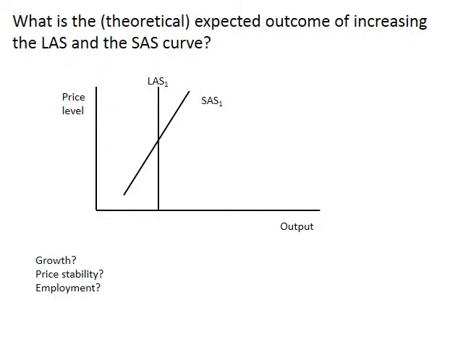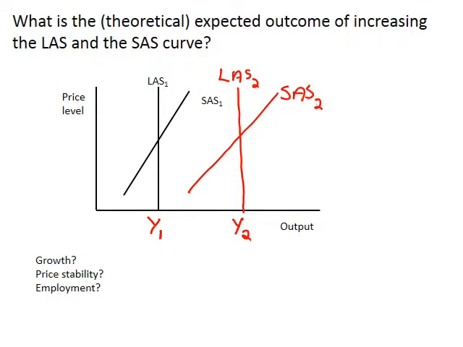So what is the theoretical expected outcome of increasing LAS and the SAS curve? Well, we'll call this Y1. If we have them shifting to the right, we'll have LAS2. And if the LAS curve shifts, then the SAS curve will also shift. We'll have a larger output. So what happens to growth? It increases. Price stability: we do have price stability. It might not be exactly the same price, but the prices won't be fluctuating wildly. And employment goes up because we are now producing more than we were before. So the natural rate of unemployment has in fact gone down.